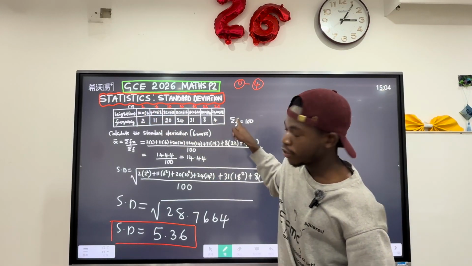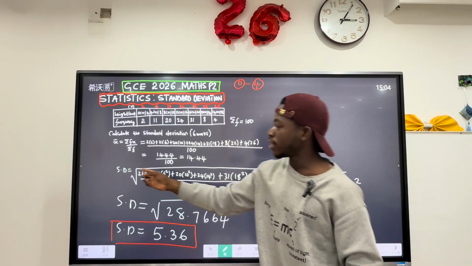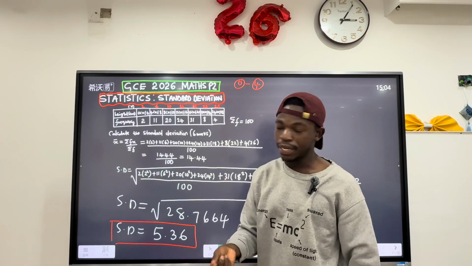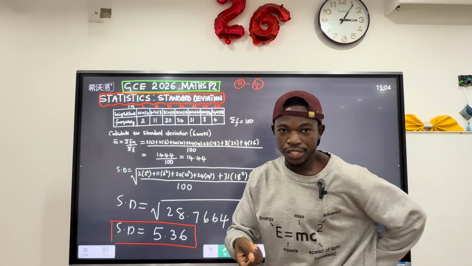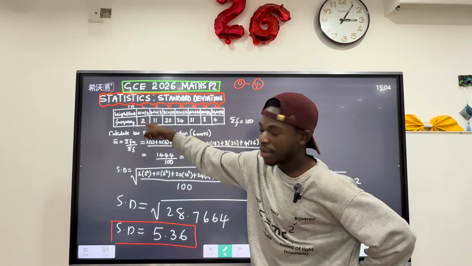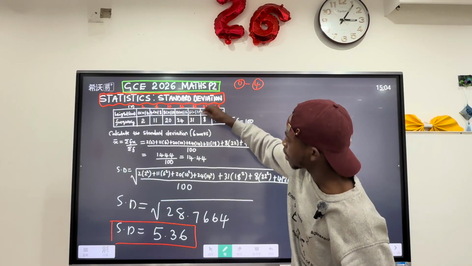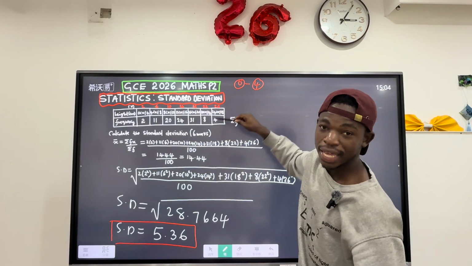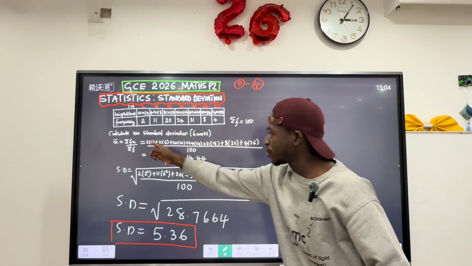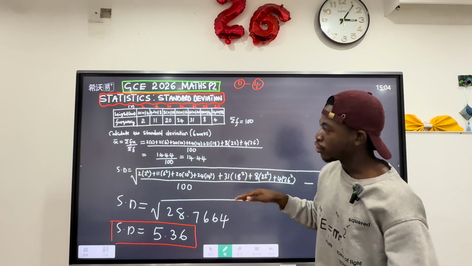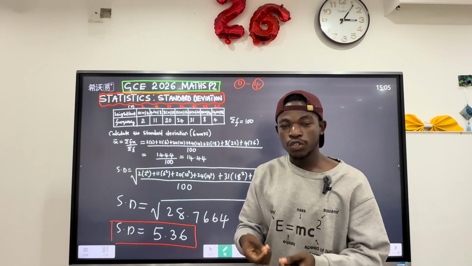Once you get the midpoints, then you need to find the mean. So how do you find the mean? Very easy. You get the midpoint, you multiply by the frequency. So you're going to say this times this, this times this, just like that. Then you're going to add. This is what we did here. Then once you add, you need to divide by the total F, the total frequency.